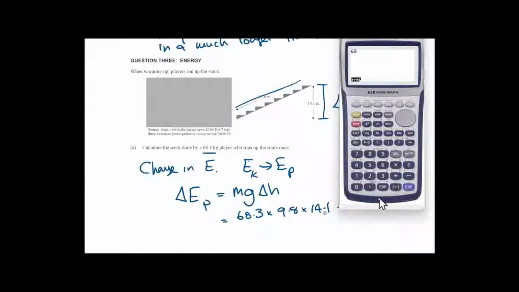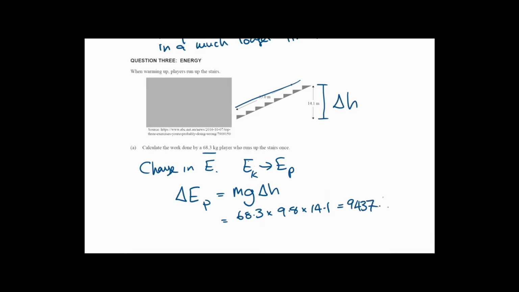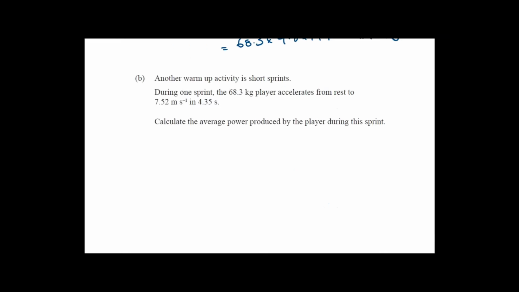So 68.3 times gravity, which is 9.8, times the vertical distance that we've gone up. So 9437.7 joules.